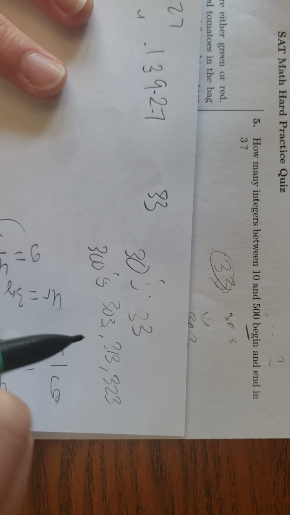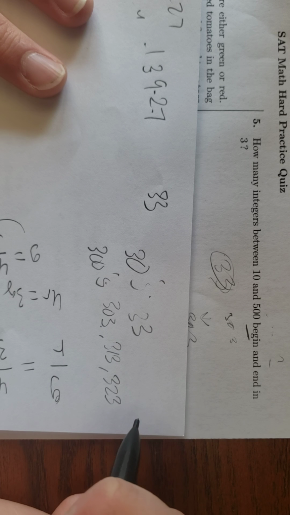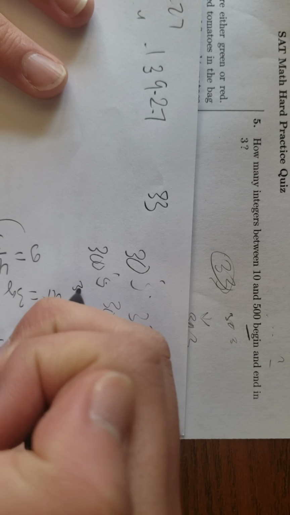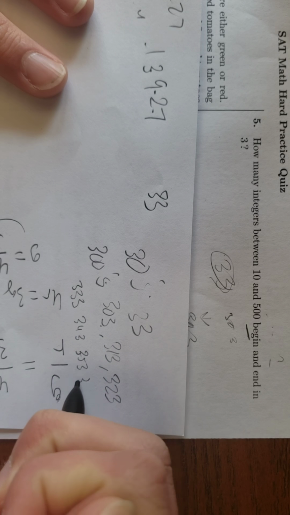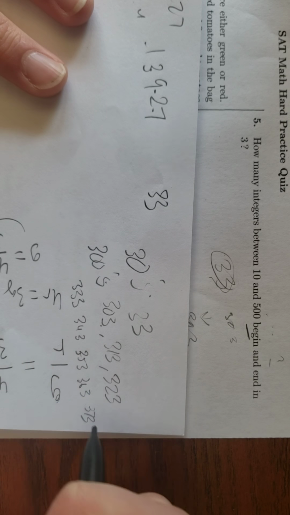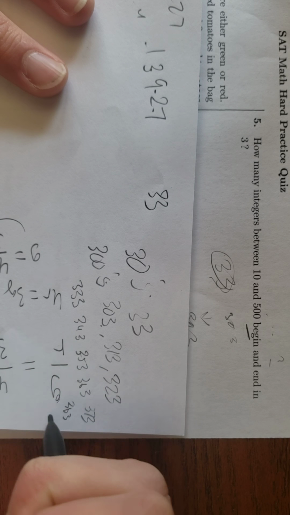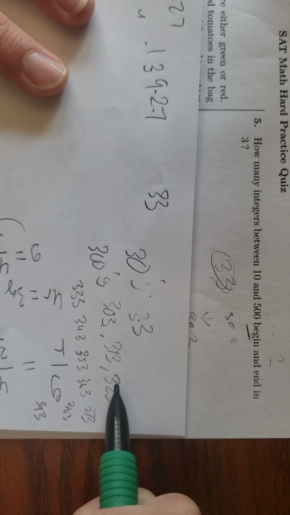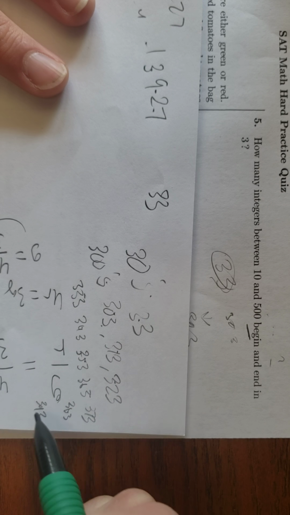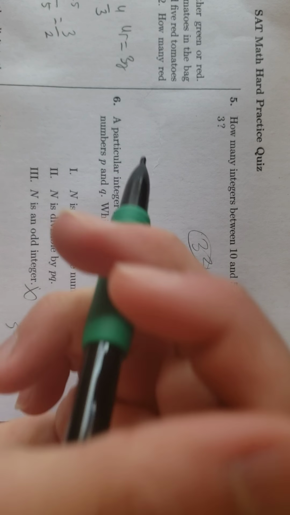So now you just have to count this up. 303, 313, 323, 333, 343, 353, 363, 373, 383, 393, 403. Doesn't work. Let's count these up. 1, 2, 3, 4, 5, 6, 7, 8, 9, 10, 11. So your answer is 11.